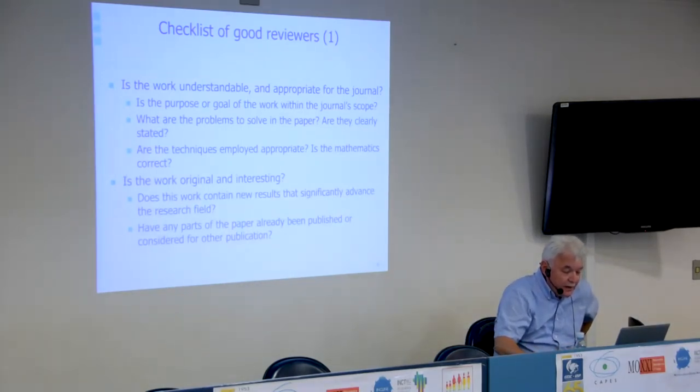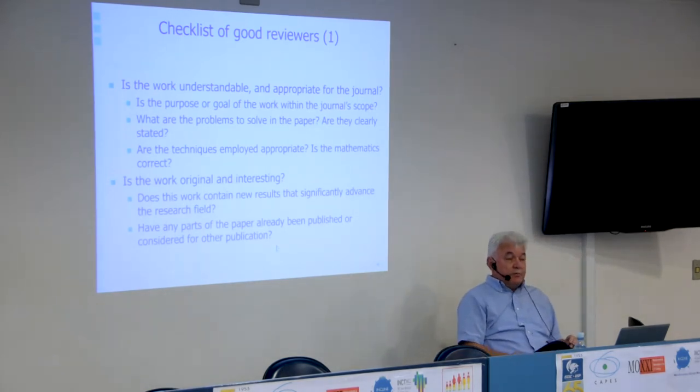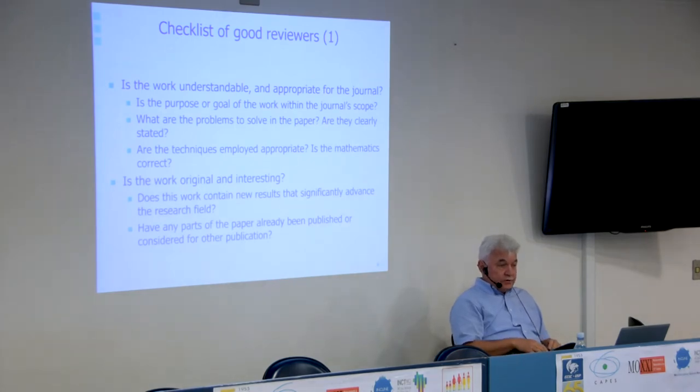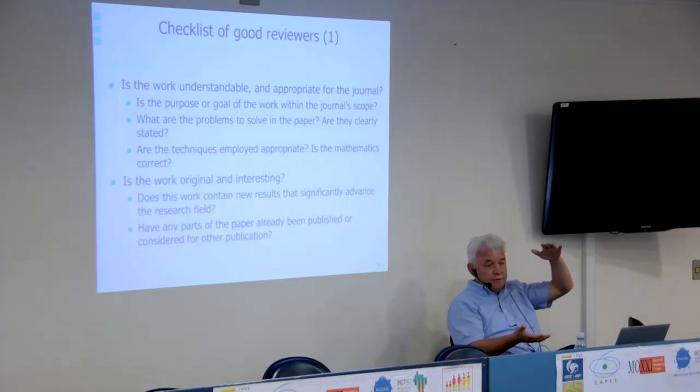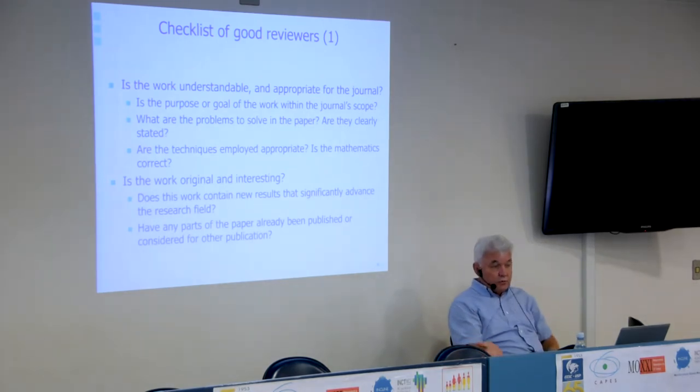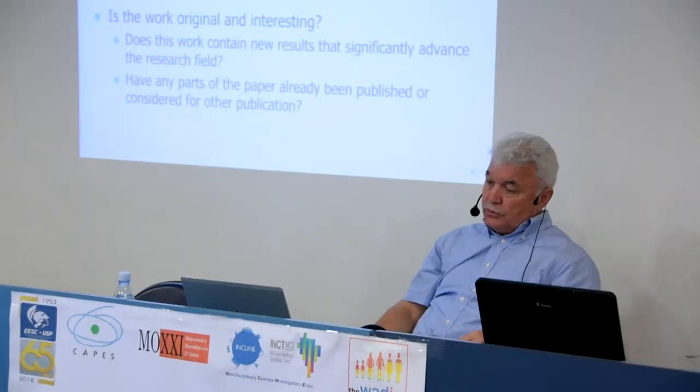Yes, by the way, have any parts of the paper already been published or considered for other publications? Often this is the case. Why? Because people tend to present new results at conferences, and then publish a paper. Be aware that currently, taking text from a conference paper and putting it in a journal paper is not allowed. It's seen as plagiarism. It's all on the internet, as you know. It's very easy to find. There is software to do it, global search, whatever. So what to do in this case?